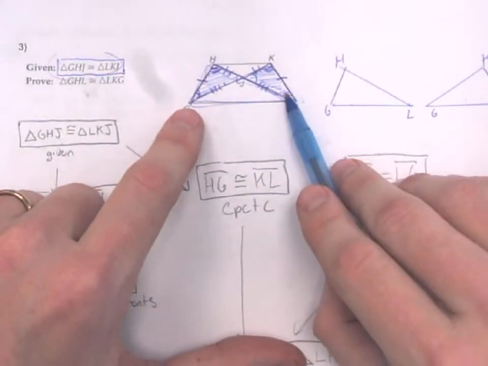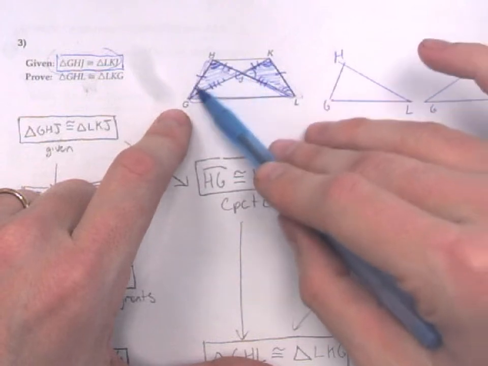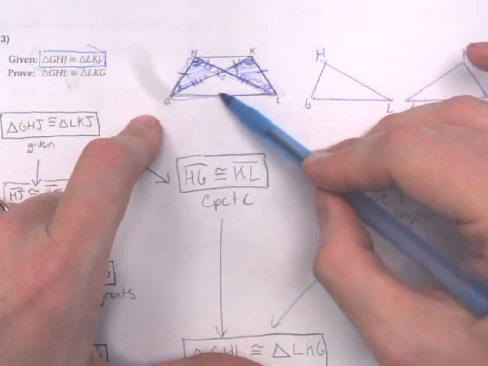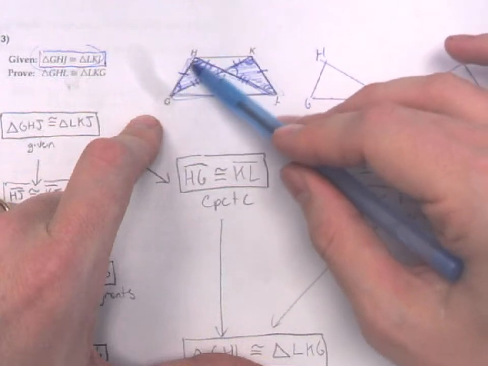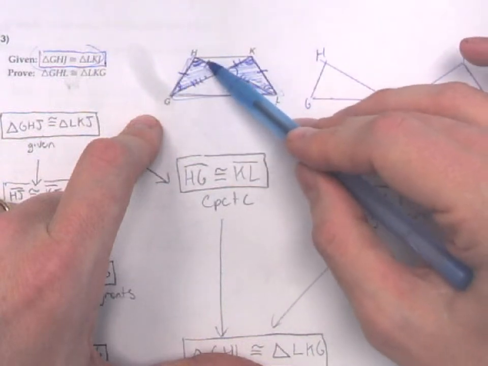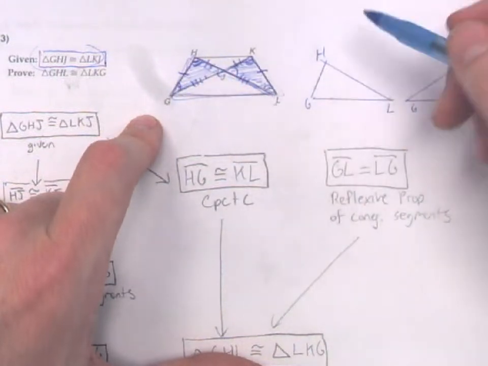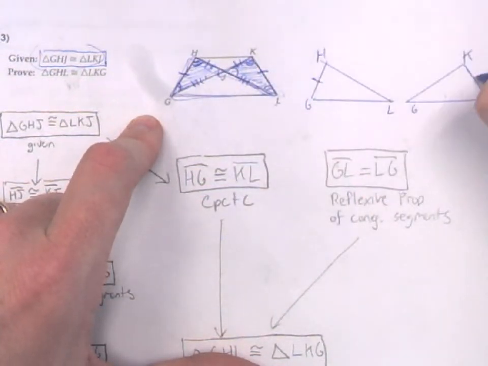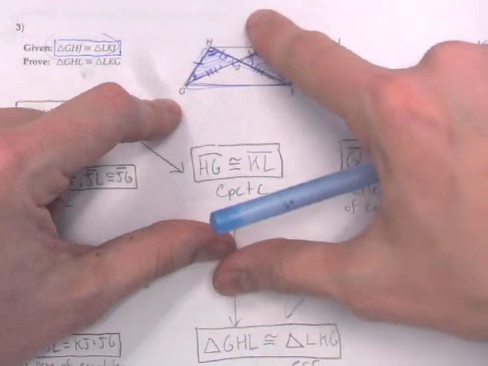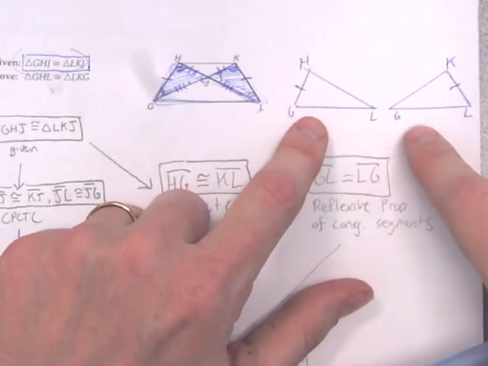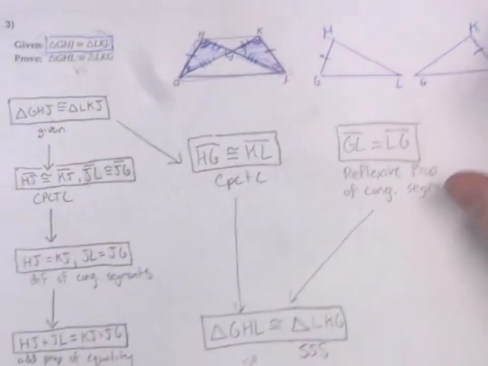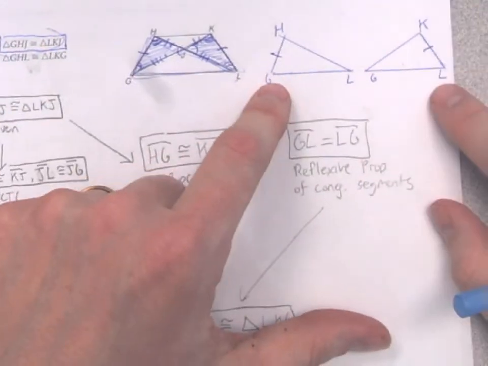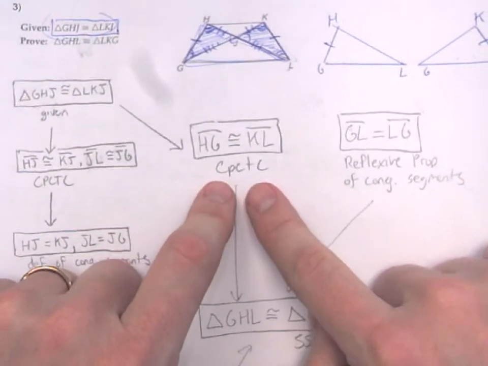Right off the bat, 2 of the sides of these blue triangles are 2 of the sides that I need for my longer triangle, right? So this right here, HG, is a side of this guy, but it's also a side of this longer one. And since these 2 guys are congruent, I can say that these 2 guys are congruent. So HG is congruent to KL, but those are on my longer triangles as well. And so that's what I have right here. So starting from the given, I know that these guys are congruent by CPCTC.